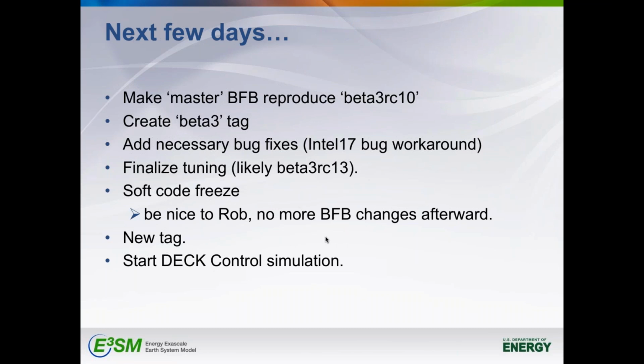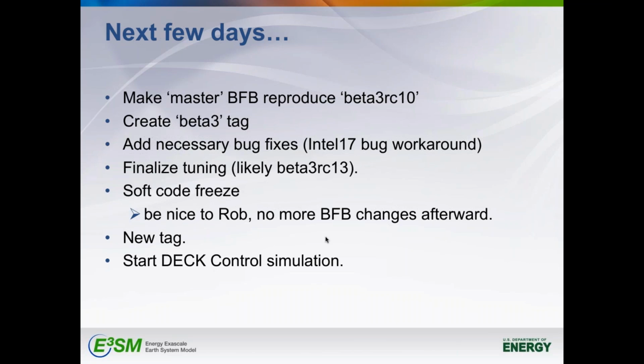So before we get to the point of actually starting the DECK, there are a few more things that have to happen in the next few days. We still have to make master reproduce beta 3 RC10 bit-for-bit. There were a few issues because that was based on a branch, and there were some non-BFB changes on master that were not in the branch. I think this is on the way to being resolved. Then Rob wants to create an actual tag, so we have a reference code on master for the beta 3 simulations. And then some bug fixes that are deemed necessary, which are non-BFB, will go on master.